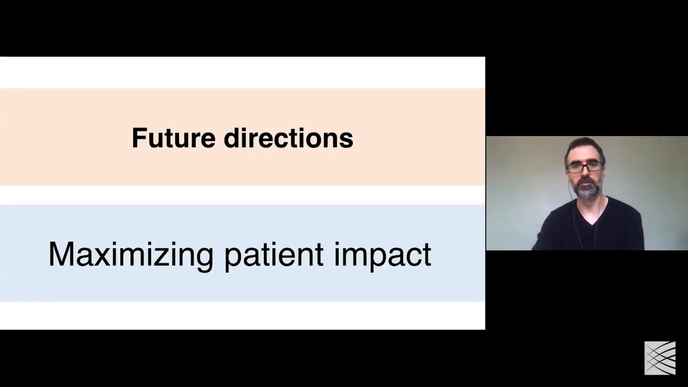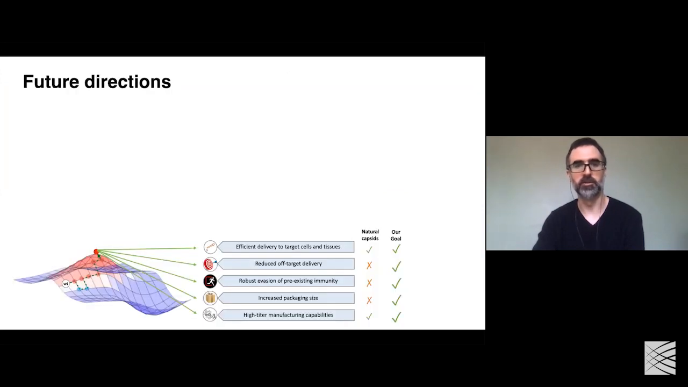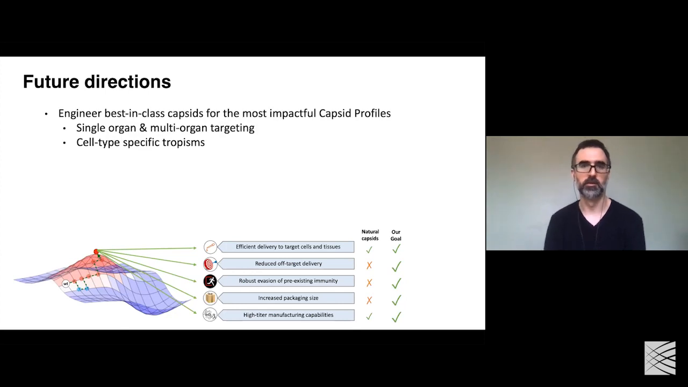So in terms of future directions, Sam already said this is a really exciting field. A lot of great work is going on. For gene therapy, we still have these goals. We want to solve all these and do that with capsids that optimize across multiple properties simultaneously. So us and many in the field, we want to have the best-in-class capsids that are most impactful across a variety of capsid profiles. In other words, the capsid profile is some combination of the different properties, which is going to make it an ideal capsid for treating a given disease.